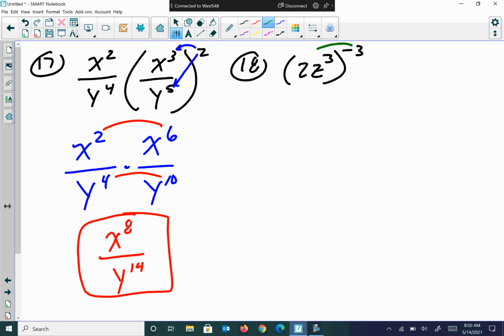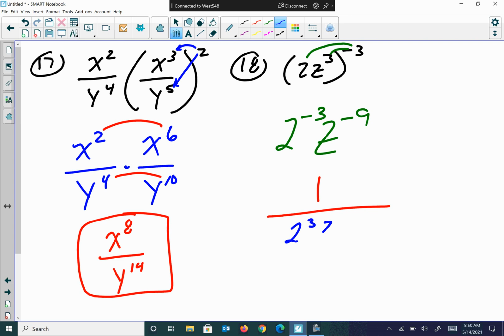So this one, I would distribute this in here and here. So I'd get 2 to the negative 3, z to the negative 9. Looks like everything wants to move downstairs. If everything moves downstairs, don't forget that you're going to have 1 over. So I get 2 to the 3rd, z to the 9th. 2 to the 3rd is 2 times 2 times 2, which is 8. We get that.